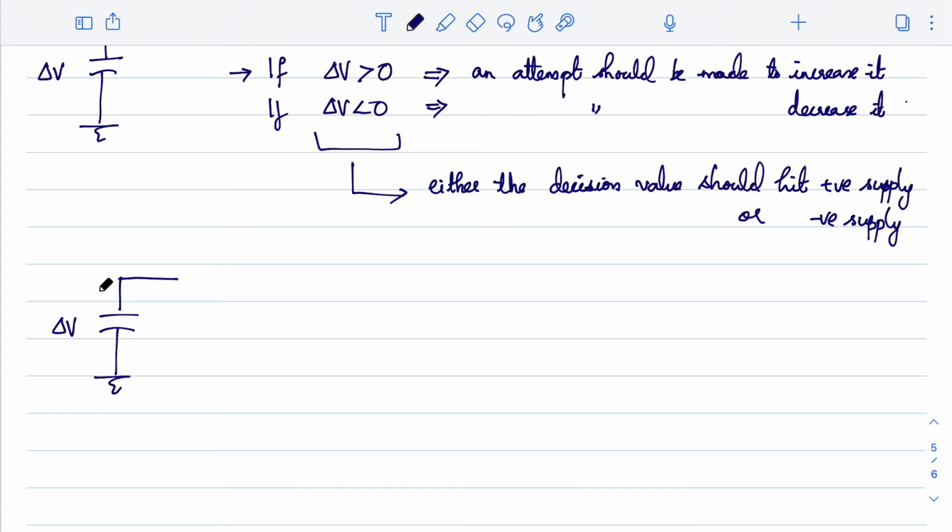Charge it or amplify. Alright, yeah. If delta V is greater than 0, I should charge it. Charge it in the sense I should actually push more current into the same node, right? So how can I do that? How can I push more current into the same node to make it increase? Generally, if I have a block which can give some current depending on this voltage, right? So what will be this block in that case?